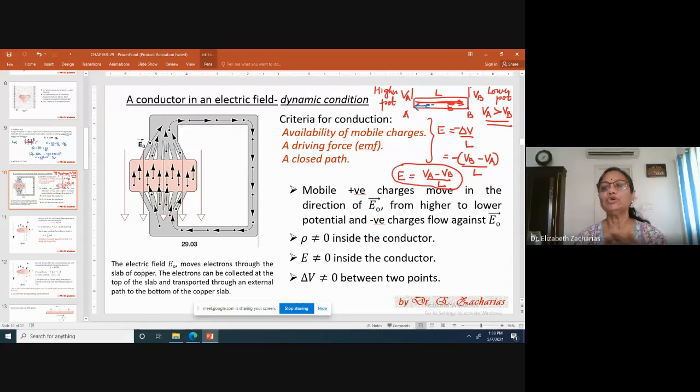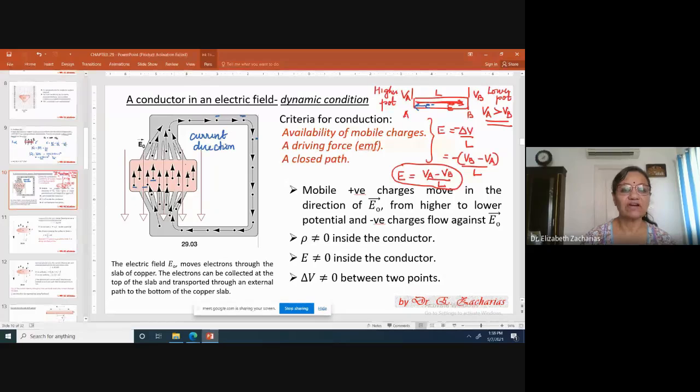Okay, so you also know by convention that when you have a conductor, if these are all negative charges, the direction of the flow of negative charges will be against the direction of the field that you are applying. And by convention, current direction is taken as, this is the direction of the flow of negative charges. You are applying a field in the opposite direction.